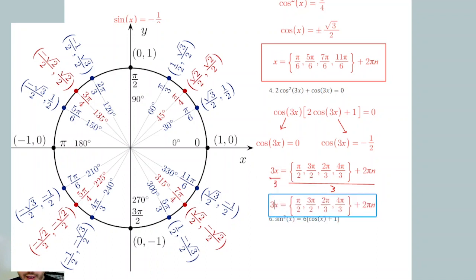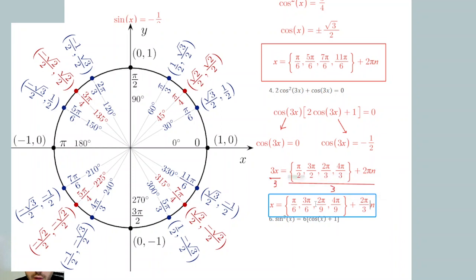All right, so we get x equals... 2 divided by 3 is going to be pi over 6, 3 pi over 6. 2 thirds divided by 3 is going to be 2 pi over 9, and we got 4 pi over 9. Okay, and then 2 divided by 3 is just 2 thirds, so we'll say 2 pi over 3.